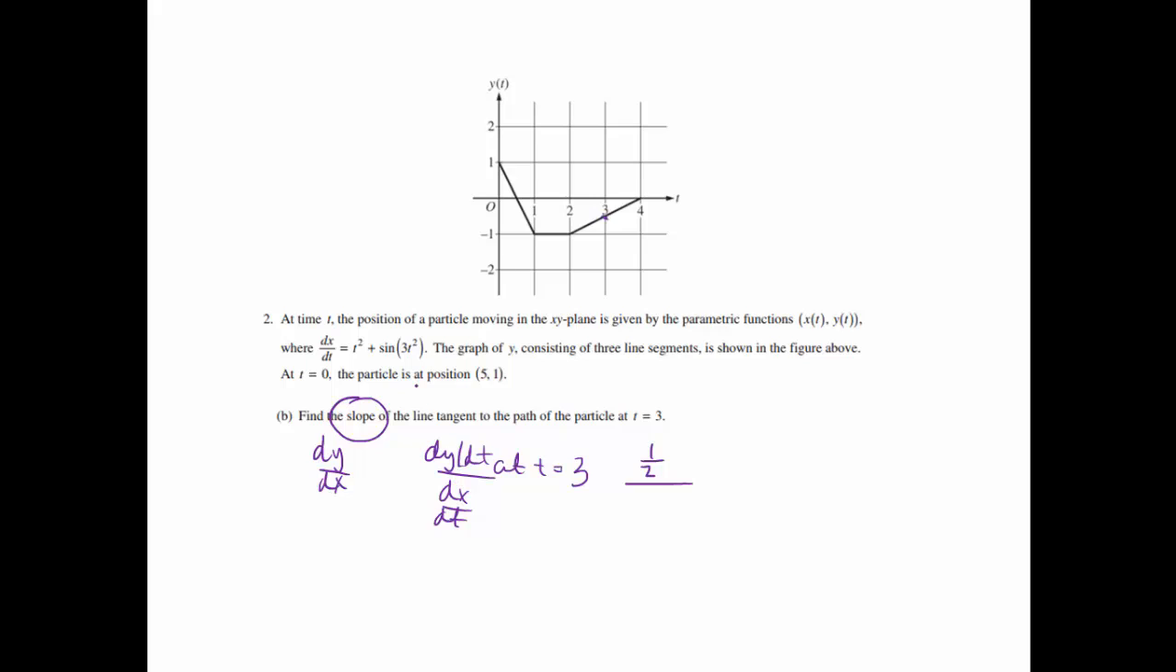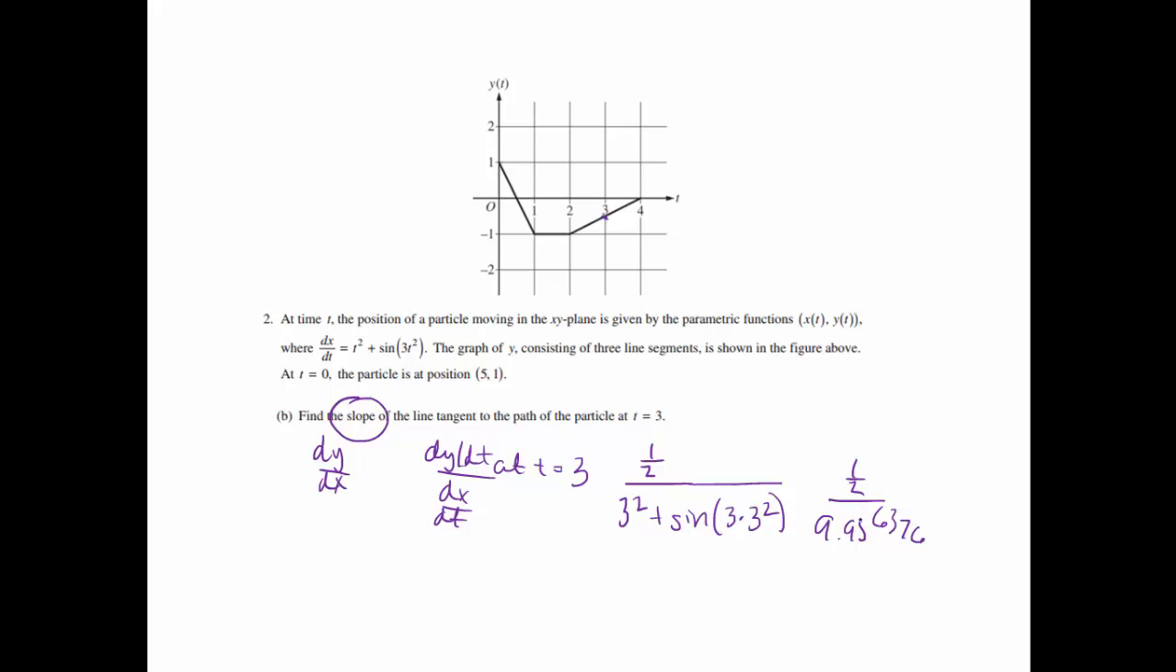For dx dt, I can just plug in 3 into the dx dt formula. So this will be 3 squared plus the sine of 3 times 3 squared. And when I figure that out, it's going to be 1/2 over 9.956376.